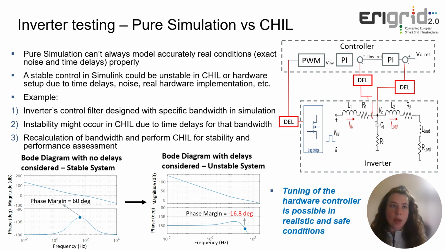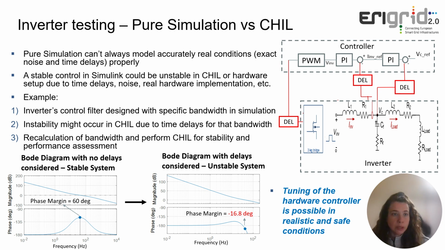Now we will see an example of inverter testing and we'll compare the simulation results for a pure simulation versus a control hardware in the loop setup. So we noticed that pure simulation cannot always model real conditions accurately, for example, exact noise and time delays. So while we can observe a stable control in Simulink, for example, it can be unstable when we implement the same control in control hardware in the loop or hardware setup due to time delays, noise, real hardware implementation, etc.